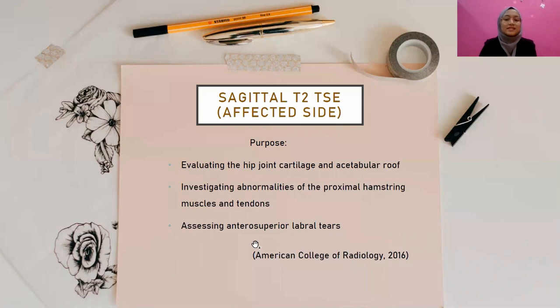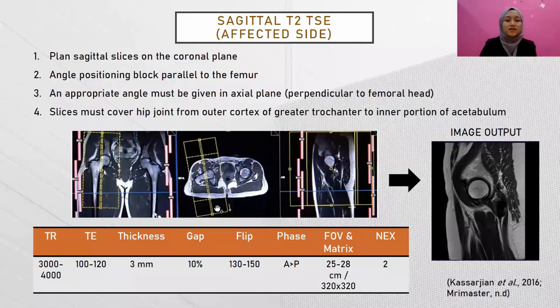Okay, next is sagittal T2 TSE of the affected site. It is to evaluate the hip joint cartilage and acetabular roof, investigating abnormalities of the proximal hamstring muscles and tendons, and assessing anterosuperior labral tear.